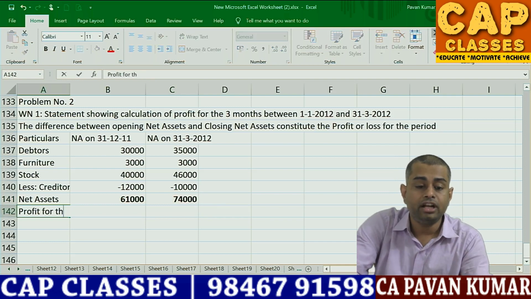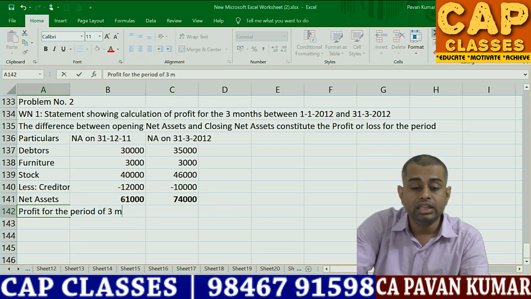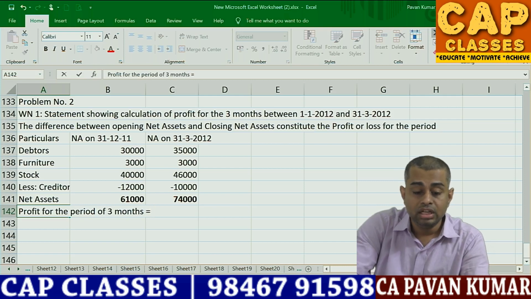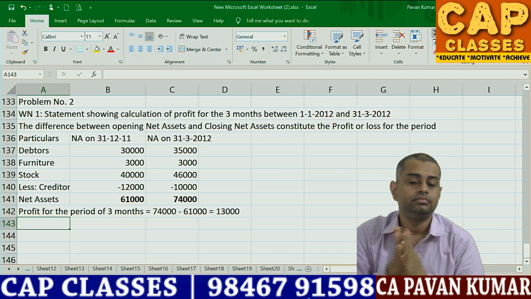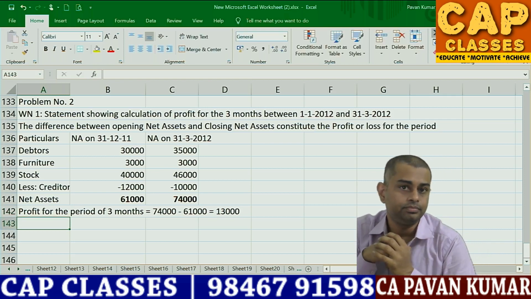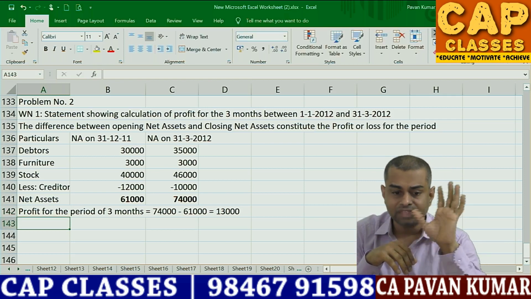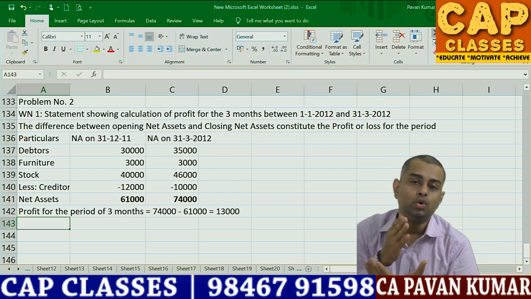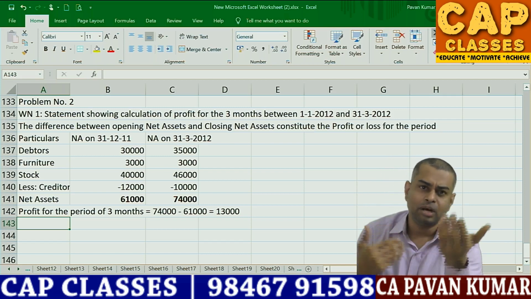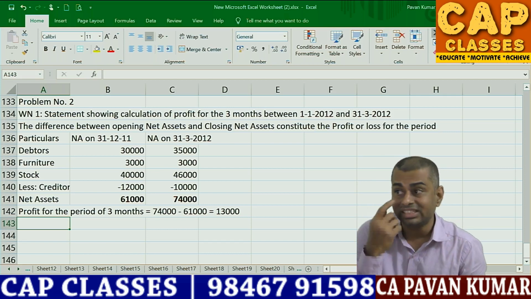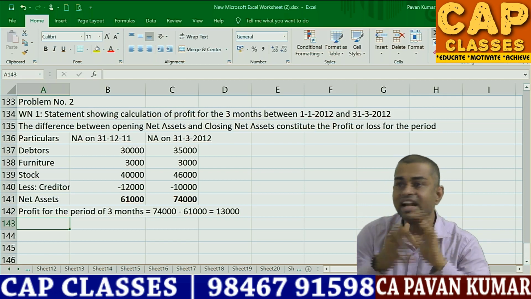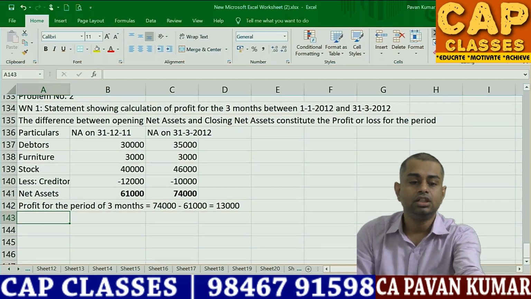So profit for the period of 3 months is equal to 74,000 minus 61,000. That is equal to 13,000. 13,000 pre-acquisition profit. Pre-acquisition profit from that business purchase, we have to adjust this. You do amalgamation, consolidation of companies or accounting standard 13. Basically, principles of accounting remain the same. You are not doing any great deviation in the accounting treatments. So this is your working note 1.